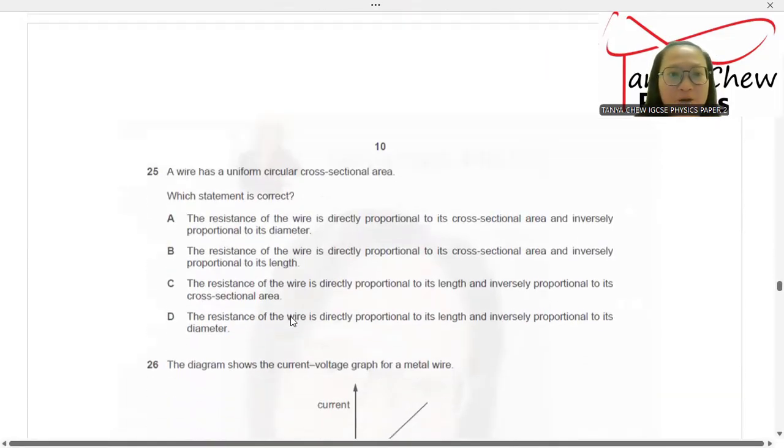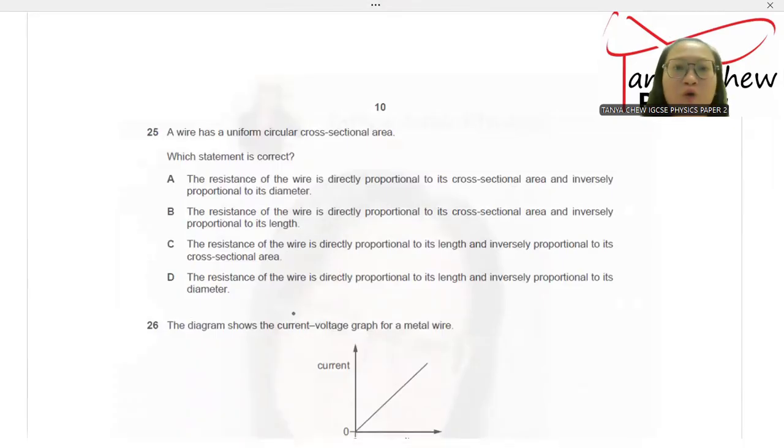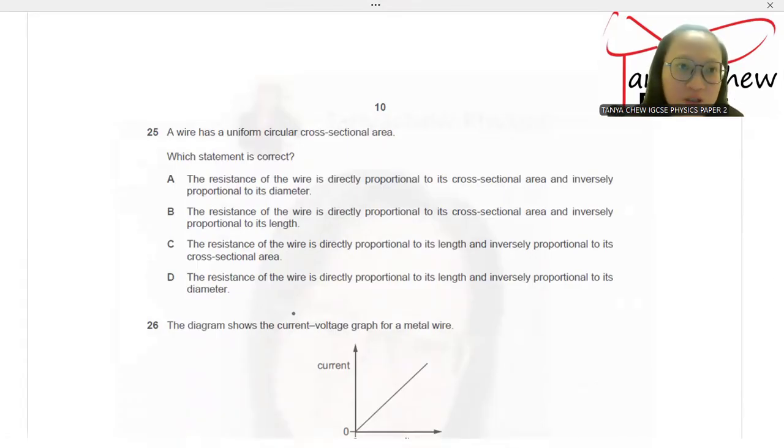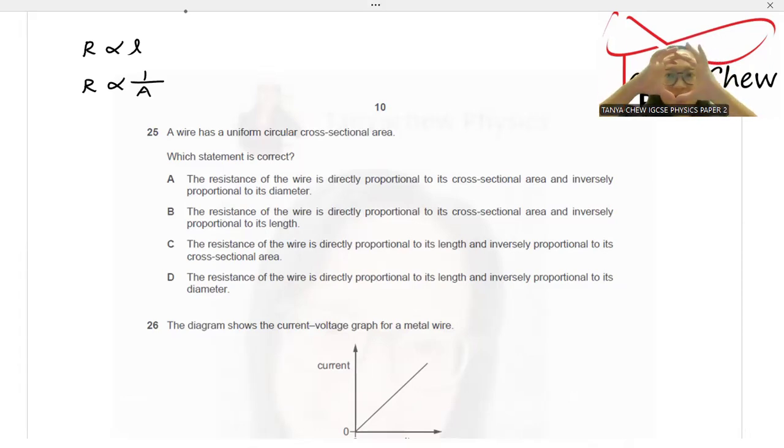Number 25, a wire has a uniform cross-sectional area. Which statement is correct? Do you still remember the relationship between resistance and other physical quantities? Resistance is directly proportional to length. That means the longer the wire, the larger the resistance. Resistance is inversely proportional to cross-sectional area. That means the thicker the wire, the lesser the resistance. Why? Because more electrons can flow, that means current will be larger.